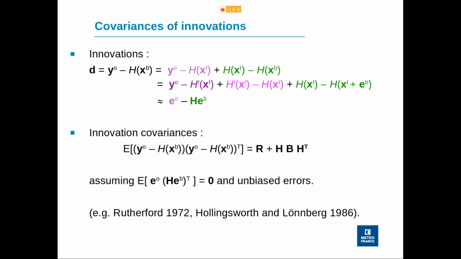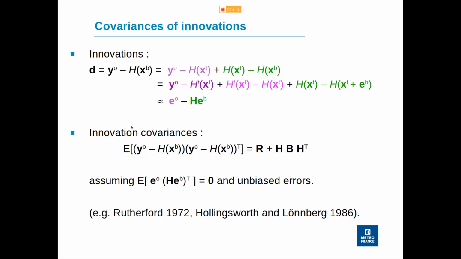So, if we look at innovations, they can be expanded as a function of the true state HXT in order to express them as the difference between observation errors EO and background errors EB projected onto observation space by the nonlinear version of the observation operator H. It can be mentioned also that the observation errors contain two components. One is the instrument error, and the other one is the error associated to the observation operator.